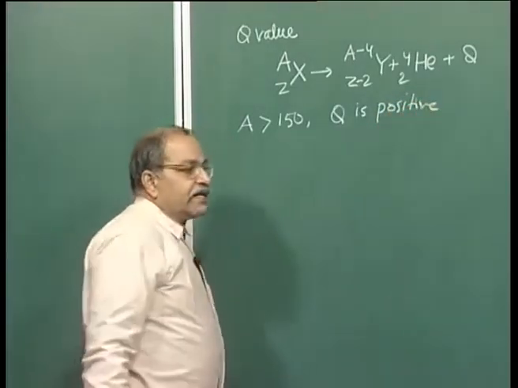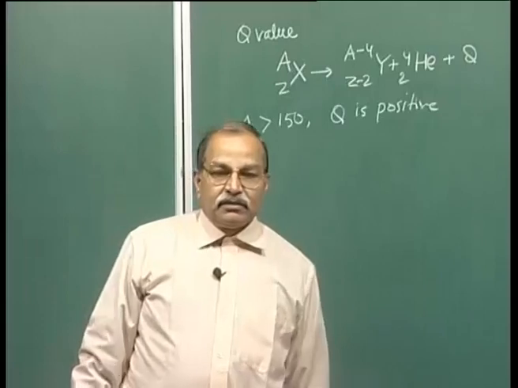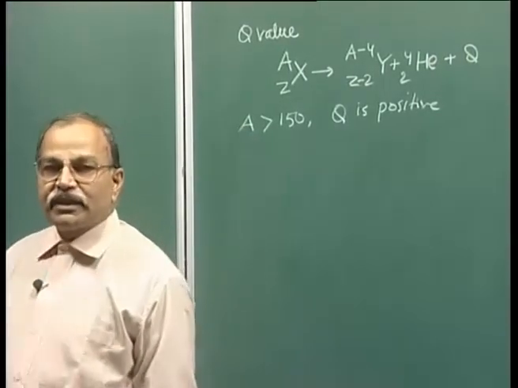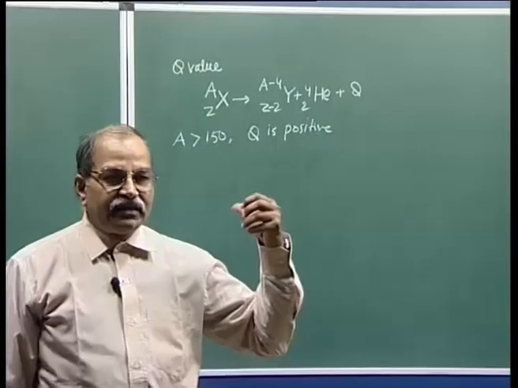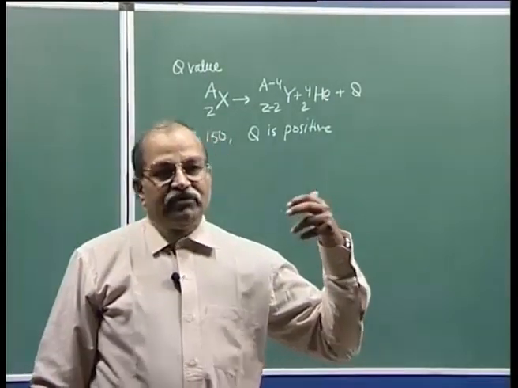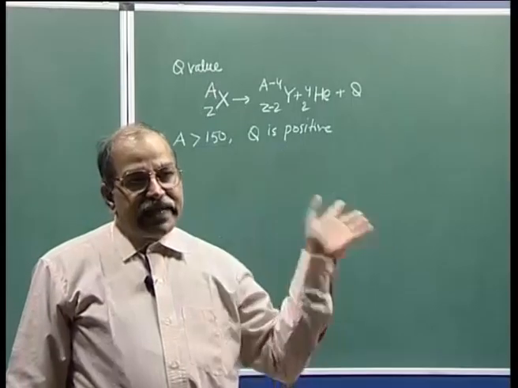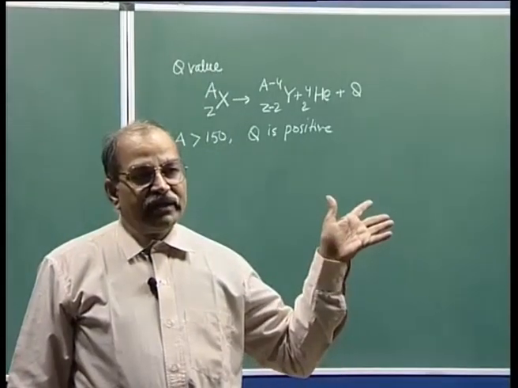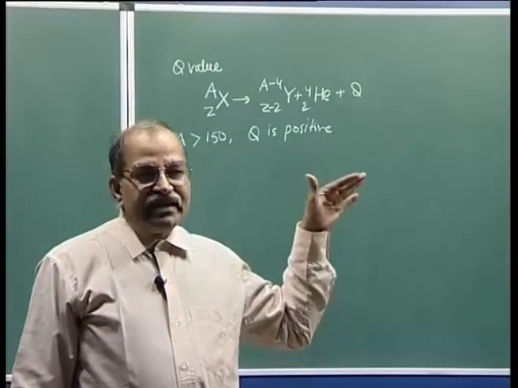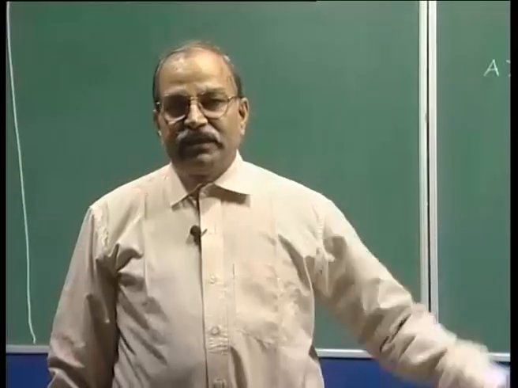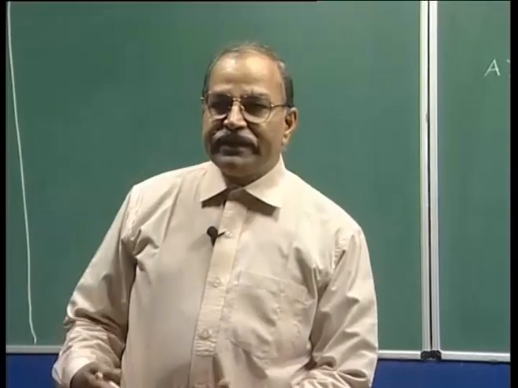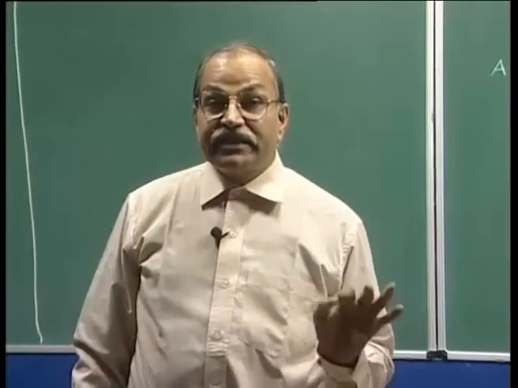So, all nuclei having number of nucleons more than say 150 or 145, the Q value of this reaction is positive. That means, if they decay through emission of an alpha particle, they will be saving rest mass energy. So, rest mass energy decreases in this, and therefore, spontaneous alpha decay is energetically possible.